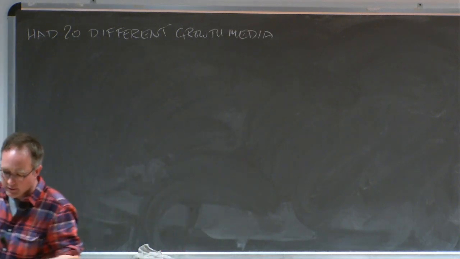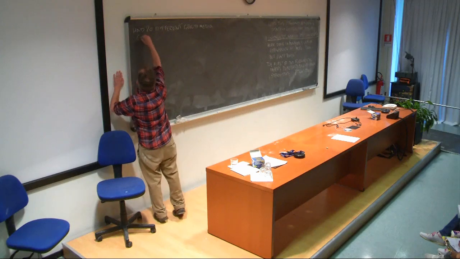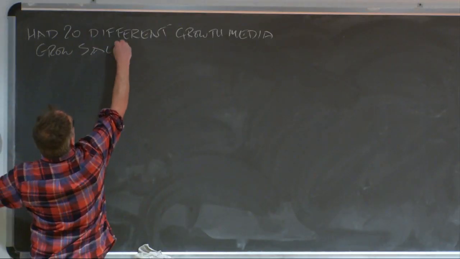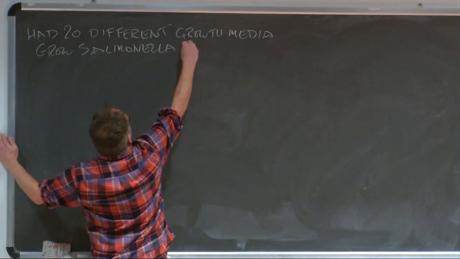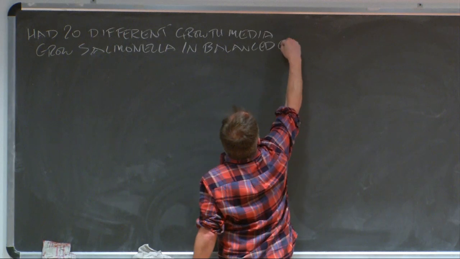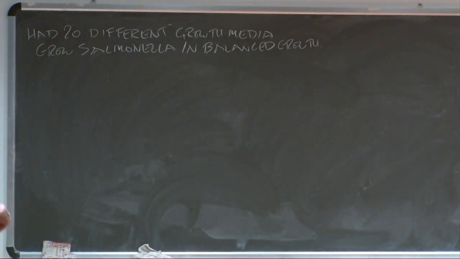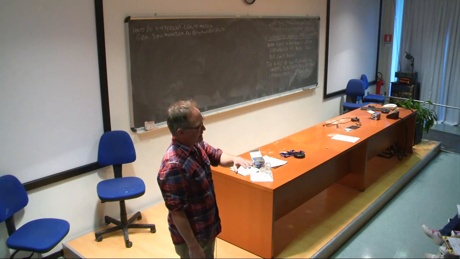So they'd have this sugar and this nitrogen source, mixing and matching all kinds of different things. And then they grew Salmonella in balanced growth. And I tell you how seriously they take this. They put the cells into balanced exponential growth for at least 10 generations before they take any measurements. So these are in bona fide steady state. There are no transients left.